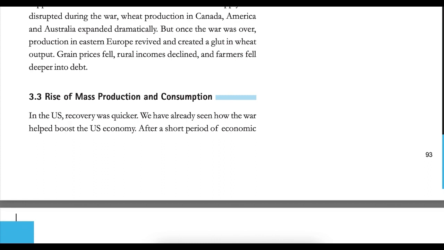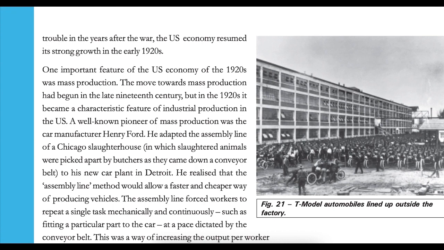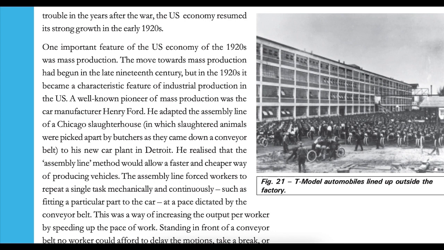Rise of mass production and consumption. In the US, recovery was quicker. We have already seen how the war helped boost the US economy. After a short period of economic trouble in the years after the war, the US economy resumed its strong growth in the early 1920s. One important feature of the US economy of the 1920s was mass production. The move towards mass production had begun in the late 19th century, but in the 1920s it became a characteristic feature of industrial production in the US.